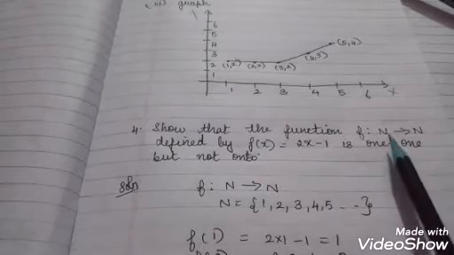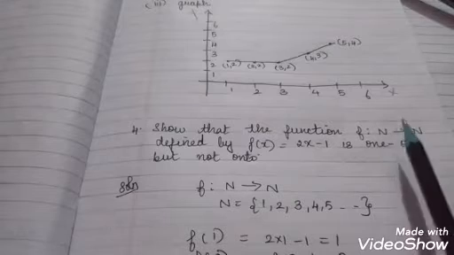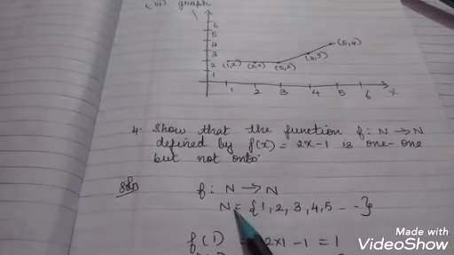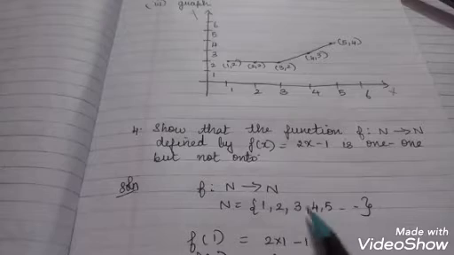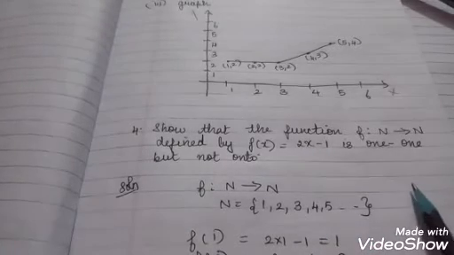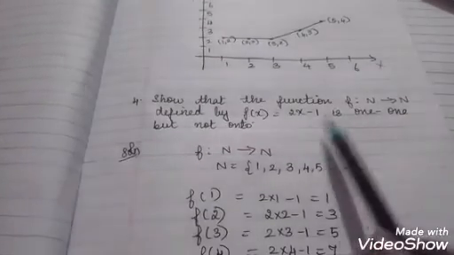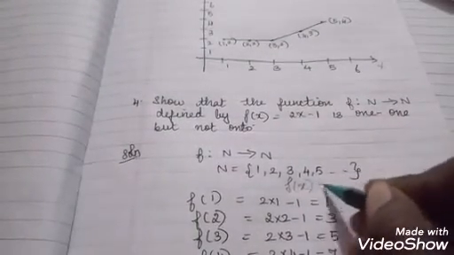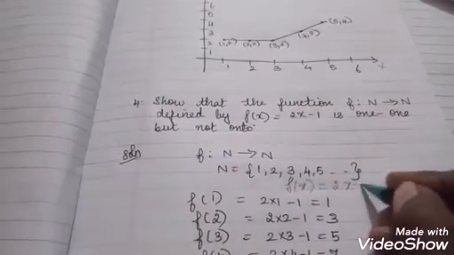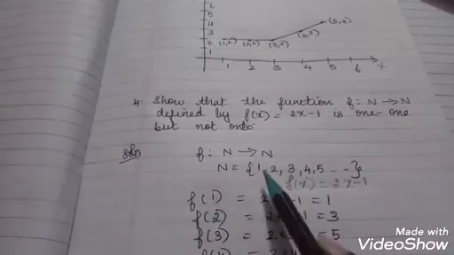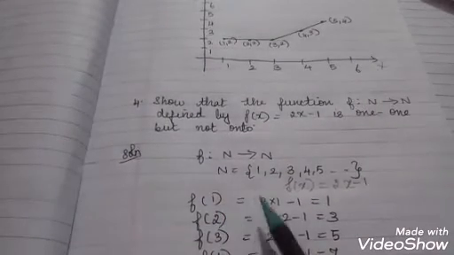So what is the mapping defined here? The mapping is defined from natural numbers to natural numbers. Natural numbers are 1, 2, 3, 4, 5, etc. It goes on. These are the set of natural numbers. Now what else is given here? Your function is f of x is equal to 2x minus 1. Now put x is equal to 1. What will I get?